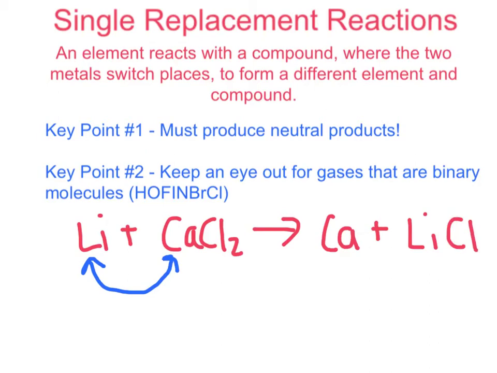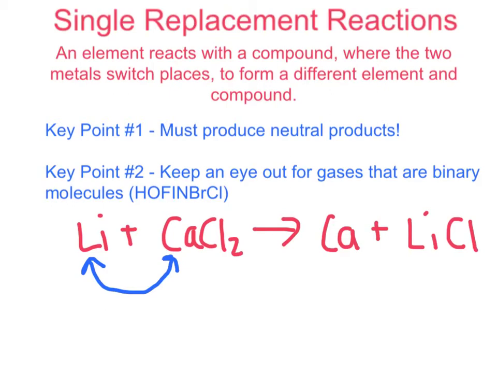And key point number 1, remember that product needs to be neutral. So I need to look at charges. Lithium is 1 plus and chlorine is 1 minus, so they end up balancing each other out in a 1-to-1 ratio. All right. Calcium can stay by itself right here because calcium's a metal, so it can definitely sit by itself.